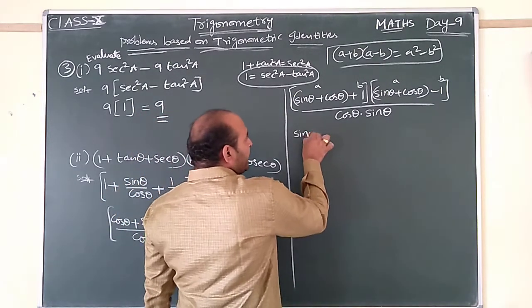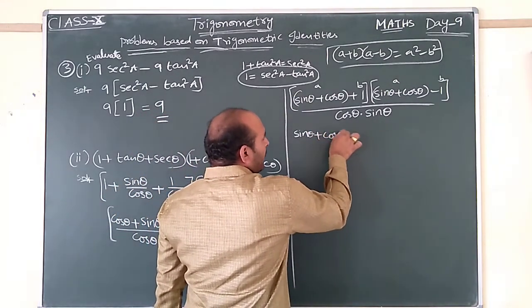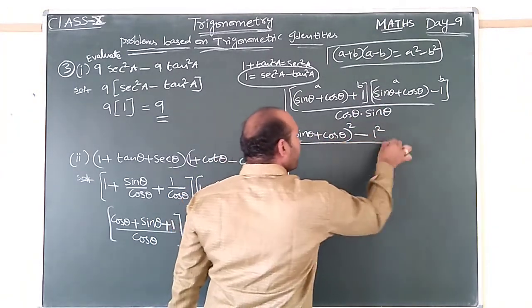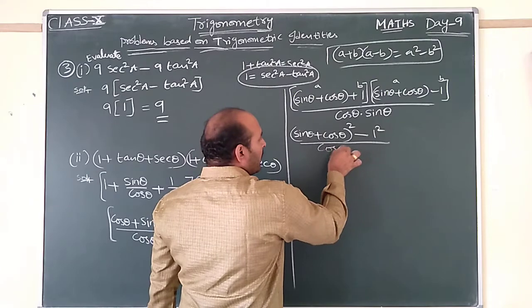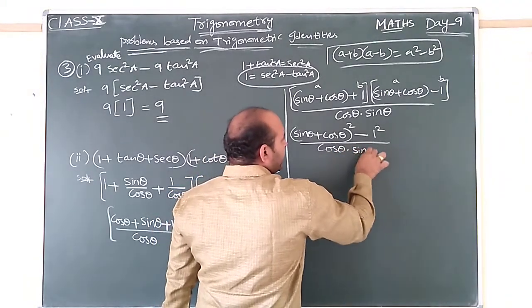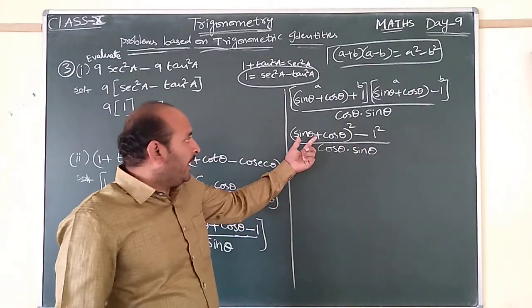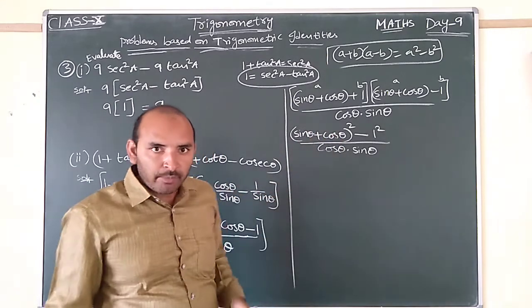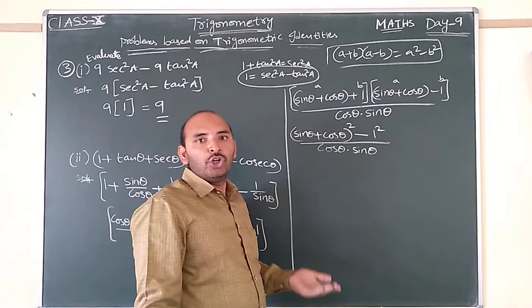Sin theta plus cos theta whole square minus 1, divided by cos theta into sin theta. So now apply the (A plus B) whole square formula: A square plus B square plus 2AB.